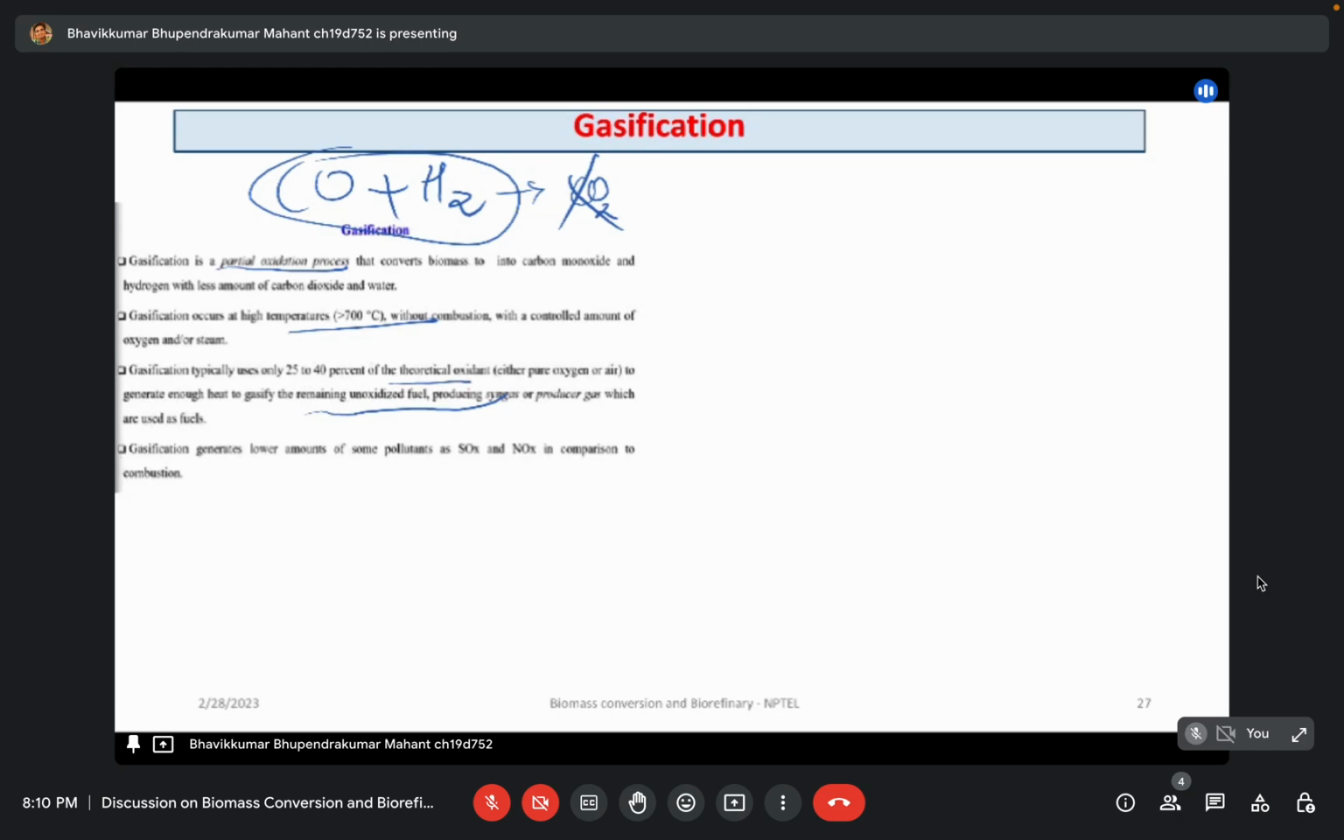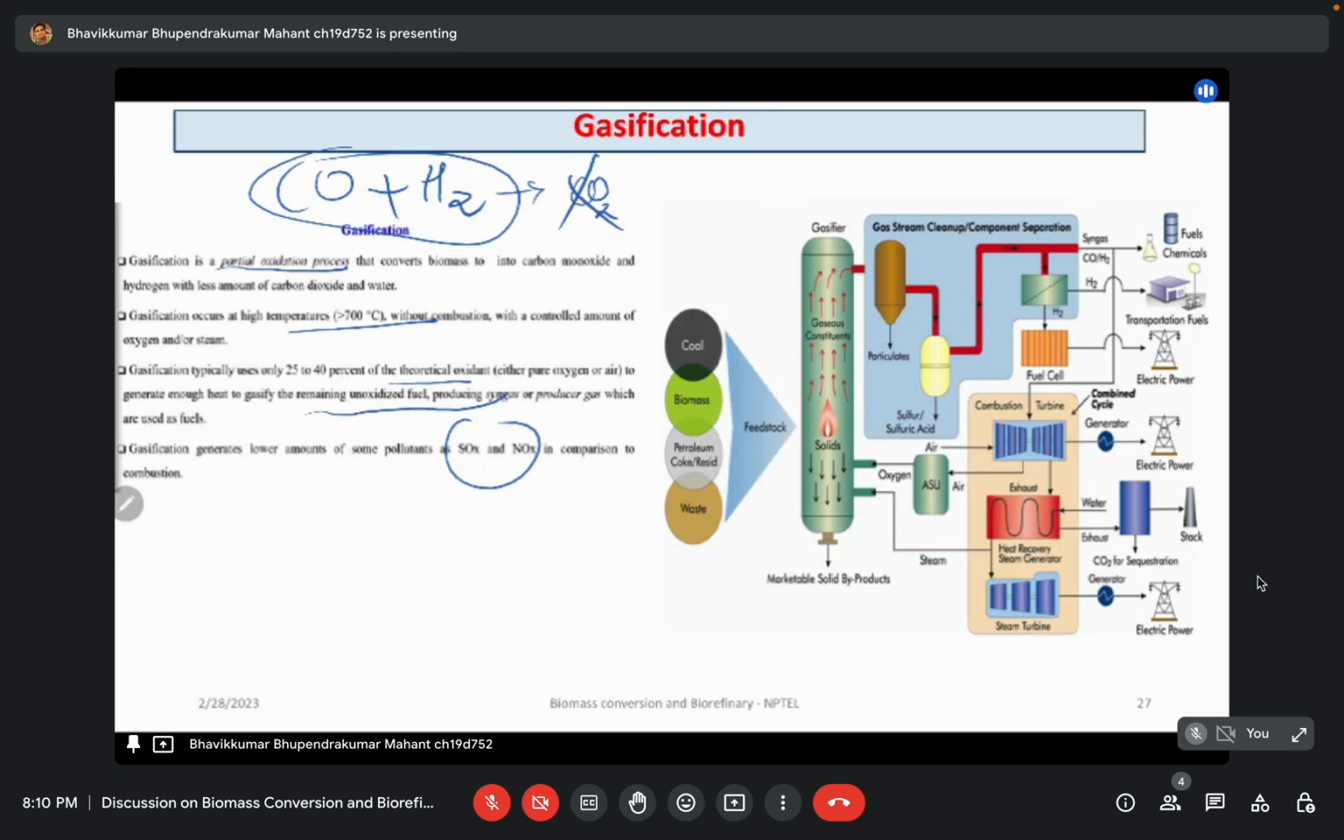So gasification generates lower amounts of some pollutants. As we are not providing more oxygen, the pollutants like sulfur and nitrogen also convert in very small amounts. SOx and NOx will be less in comparison to combustion. If you go for combustion, then the byproducts, mainly the environmental pollutants, are in very high amounts.